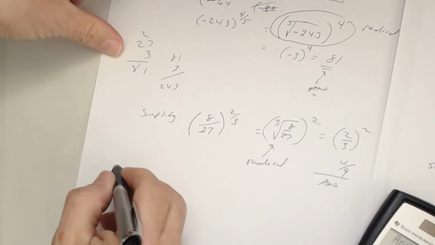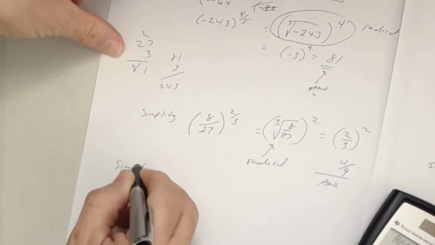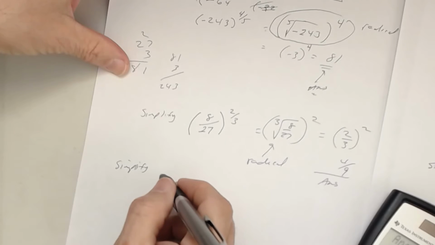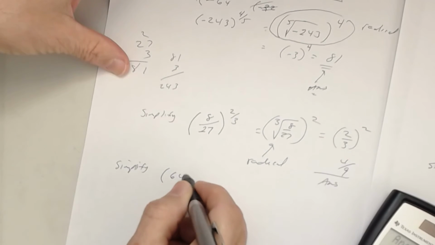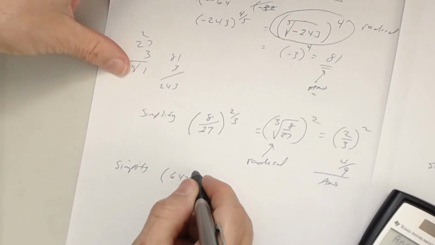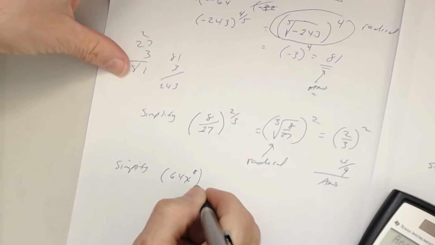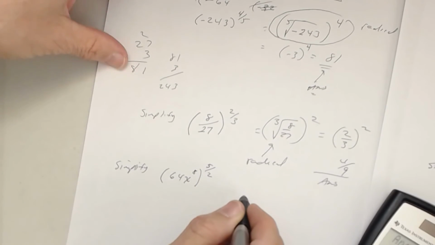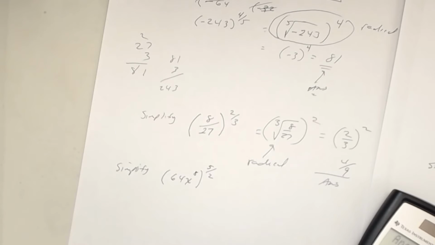Now, let's look at this. Suppose we had 64 x to the 8th power, raised to the 5/2. All right, now I have to review something with you before we do that. Let's review something first.